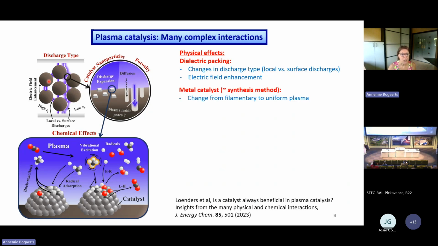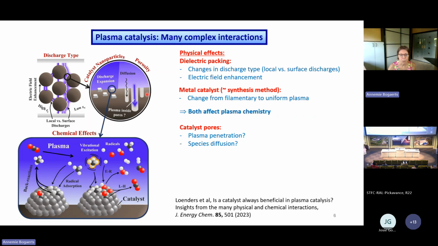Now, the beads are typically coated with a catalyst. And you can see here, this can also change the discharge from filamentary to uniform plasma, and I will show examples of that later in my talk. And this can depend on the synthesis method. So this is also something that needs to be carefully understood. And of course, these are physical effects, but they change the plasma conditions, and thus they also change the plasma chemistry.